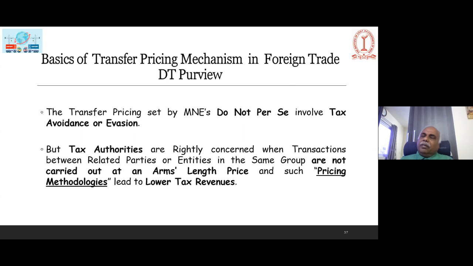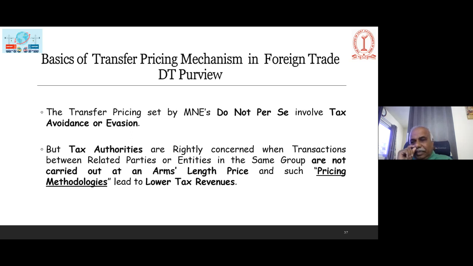In transfer pricing, multinational entities do not perceive it as tax avoidance or evasion. Their main objective is not to avoid the tax. Whatever the benefit is that they are using, it is a disadvantage to the country. The revenue is decreasing. They are using the natural resources of the country, but the tax is low. In another country, that's why they are moving the goods to the other country. From there, the profit they are showing in the other country, they are paying less tax.